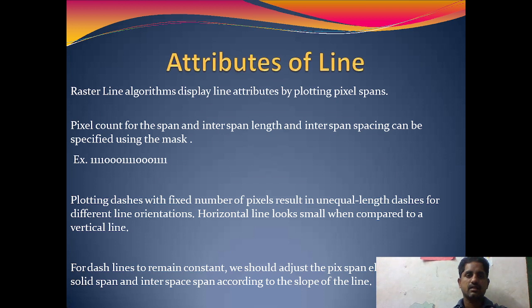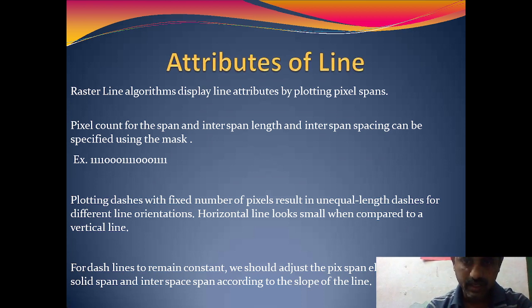A raster line algorithm displays line attributes by plotting pixel spans. The pixel count for the span and the interspan length and spacing can be specified using a mask, for example 11100. So there is masking. Already we have discussed this in computer organization: what is a mask, what is unmasking. Here we only use binary values, that is only ones and zeros.